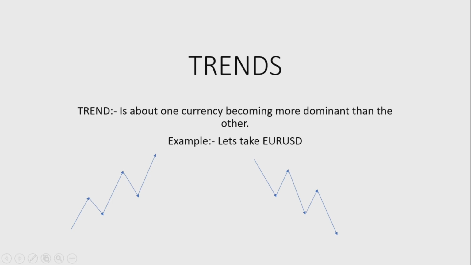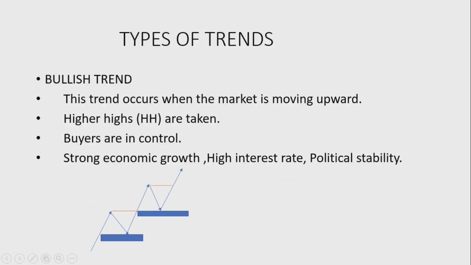So here, these are the two types of trends. In this case, this is a bullish momentum, and this is a bearish momentum. In this case, the market is taking higher highs. In this case, the market is taking lower lows. So, types of trends: when we come to types of trend, there are two types, the bullish trend and the bearish trend.